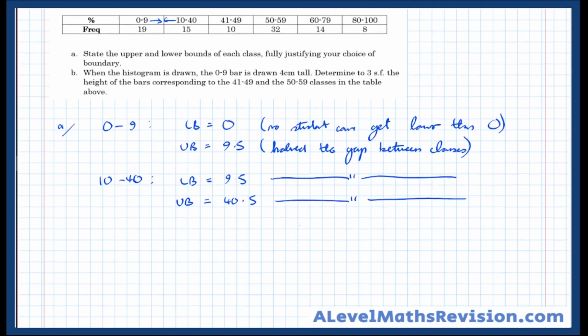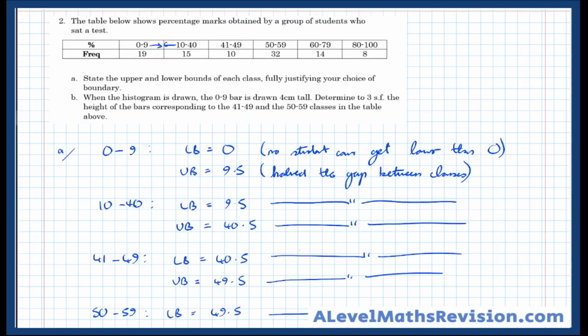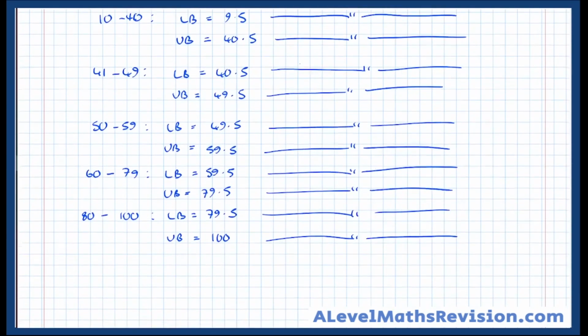And I'm just going to go on the same way here. So I'll not make you sit through me writing this all out. And that's them done. And the only real notable one is the upper bound of the final class, which remains at 100. Nobody can get more than 100%, so we're not going to extend that because there's no gap, if you like, at the end. It goes all the way up to 100, and 100% is the highest percentage that you could get.